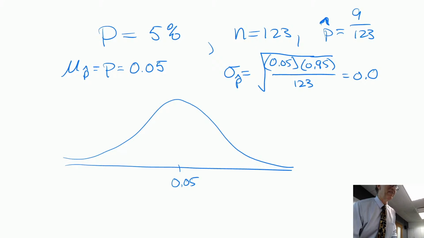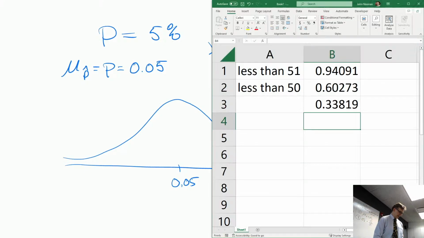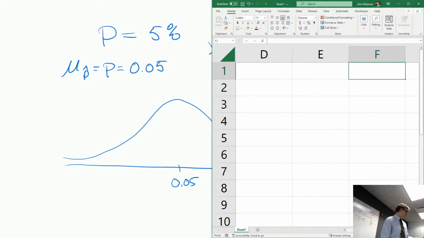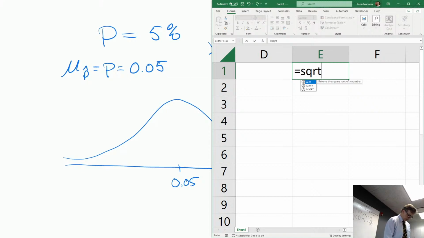I'll give you a hint. 0.0. All right, while Hayden's thinking about it, I'm going to go type it into Excel and see if I can do it myself. So here we go. We did the square root of 0.05 times 0.95 divided by 123. Does that look all right?